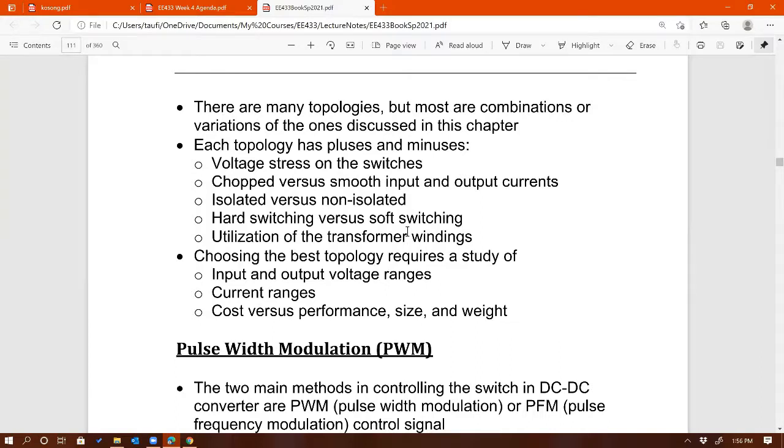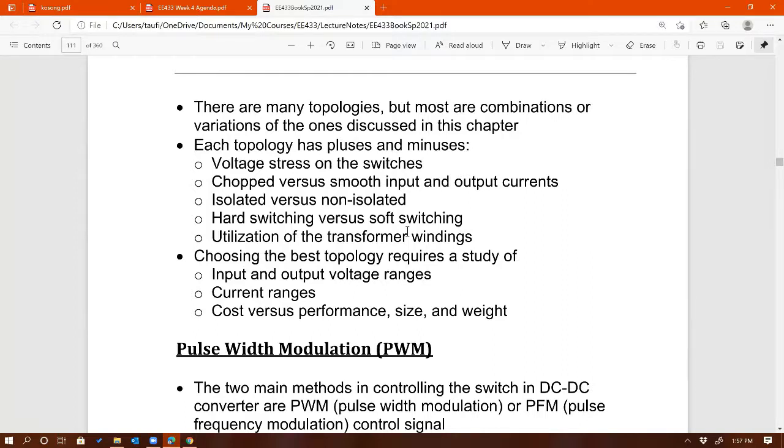And then hard switching versus soft switching. There's another consideration that we could look at when choosing topology. Hard switching is what we learn in EE433. That's basically PWM, pulse width modulation. That's what we mainly cover in EE433. There's also pulse frequency modulation that you can use. And in EE411, we covered soft switching, which is a different way of controlling how the switch turns on and off. So those are, again, different considerations.